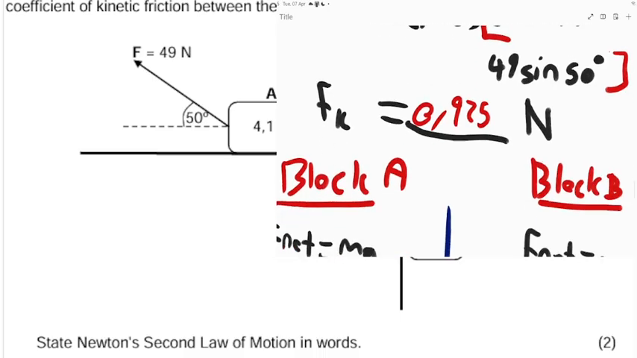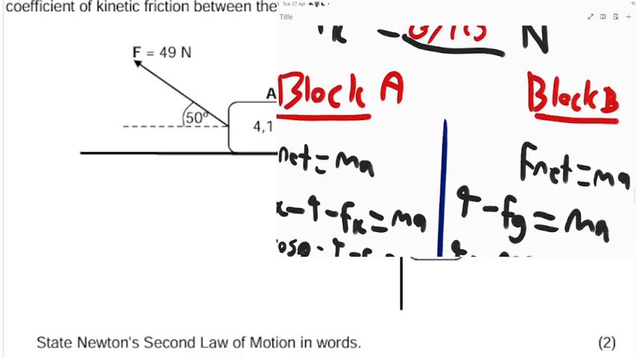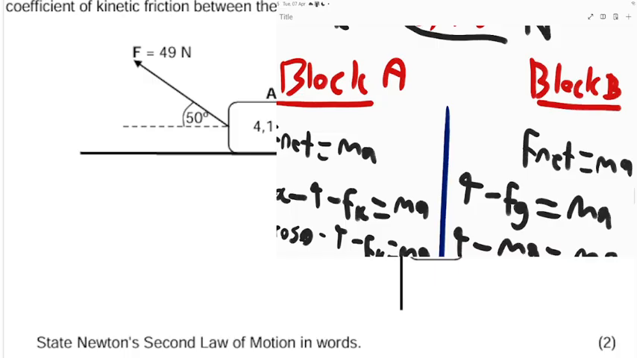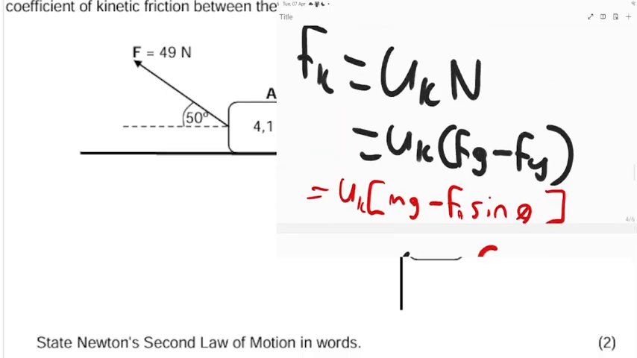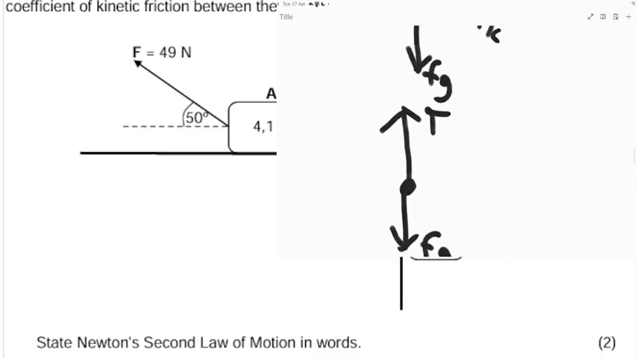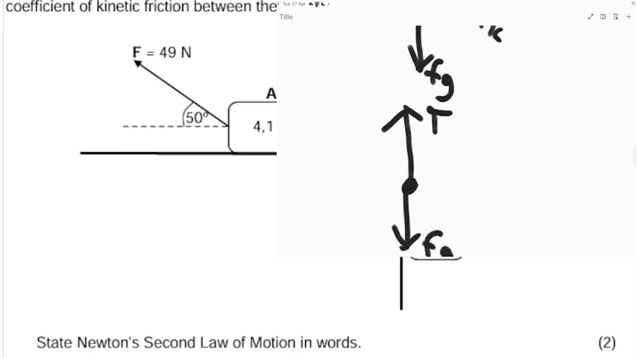Now they told me to calculate the acceleration. And they told me to use basically both blocks. Now, if I start with block A and block B, we look at that, because it's important to get the free body diagram right, because the free body diagram guides you in terms of what forces to use. So I'll choose the horizontal forces for block A.